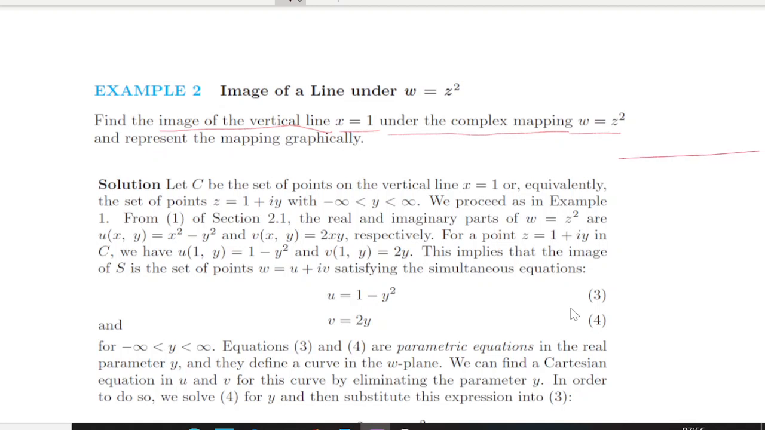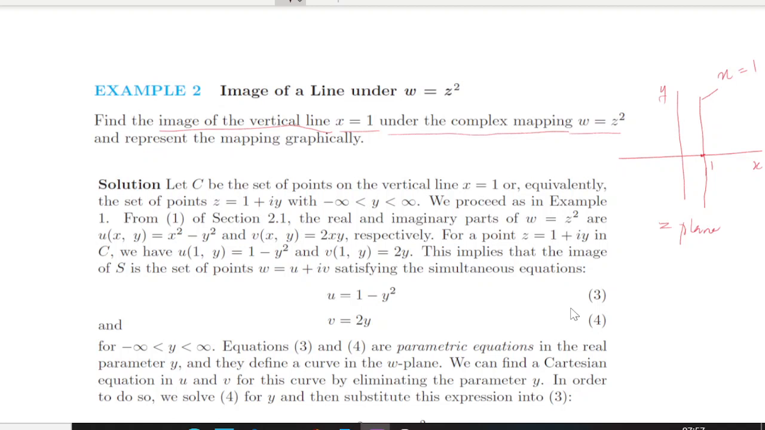x equal to 1. How do we represent this line? This is your x and this is your y, this is the z plane. In this z plane you want to represent x equal to 1. Suppose this is the point 1, and a line passing through this point is the line x equal to 1. Now we want to find its image in the w plane.